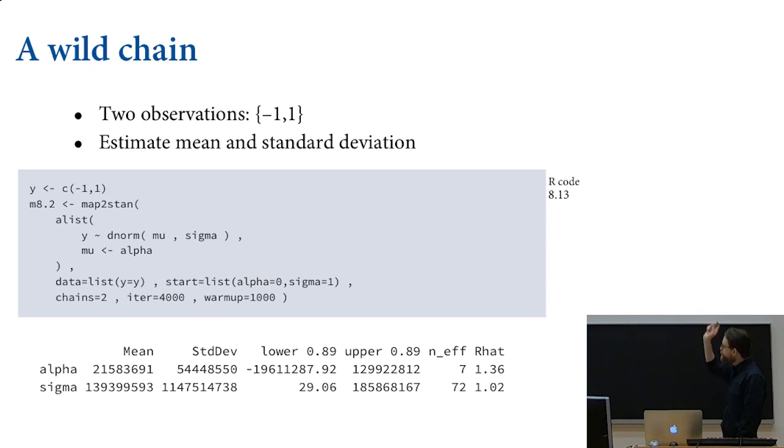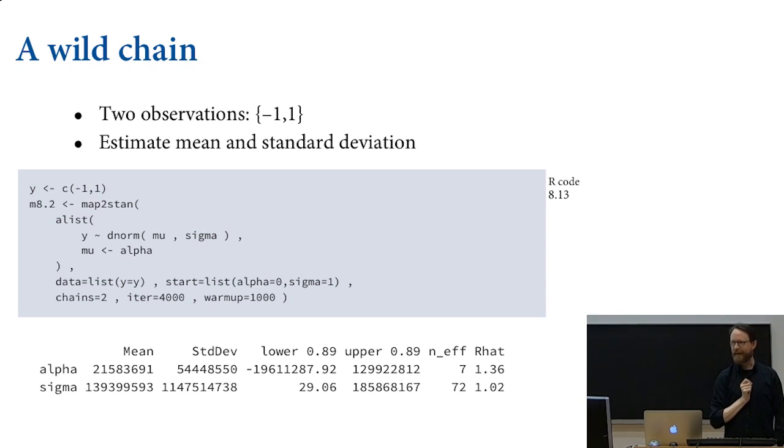And then I start the chain. There's a start list. We don't often use this. I started at a mean of 0 and a standard deviation of 1, which are very excellent guesses. This is just to demonstrate that the pathology does not arise from starting in a terrible place. And then we run the chain, and you see the precis output on the bottom.